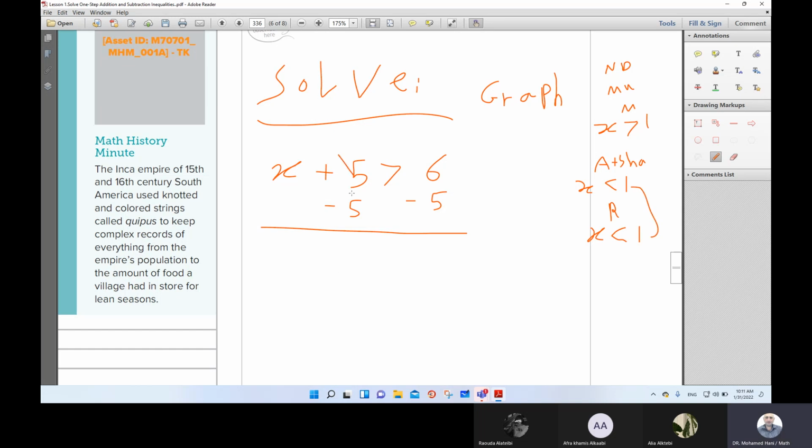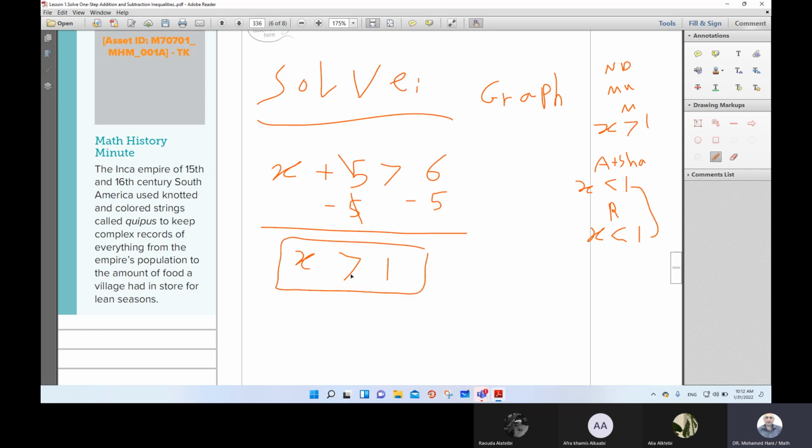Plus 5 and minus 5 will be 0. Remains here on the first side, x. And here, keep the same sign. Here you have greater than, write greater than. Okay? Then 6 minus 5 is 1. So the answer will be x greater than 1.